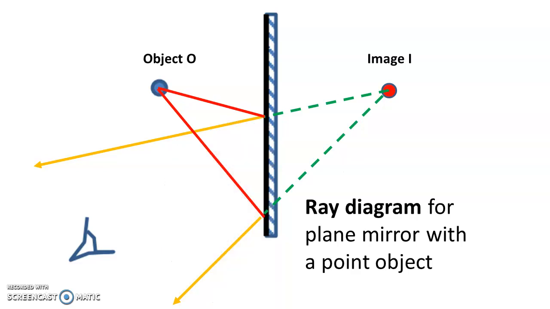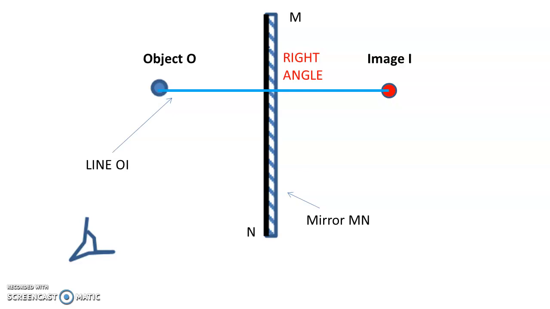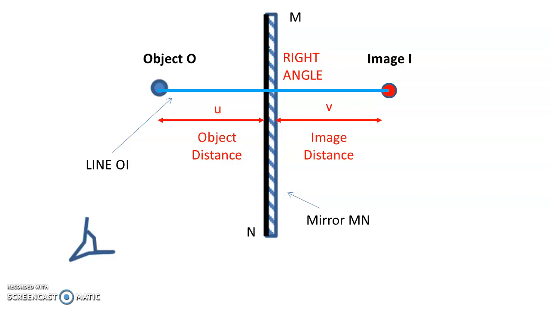So it's a bit clumsy. It takes so long to finish the ray diagram. Is there a better way? Let me show you. From the above experiment, you may notice that the object position, the mirror, and the image position are related as shown in this diagram. First, the line OI and the mirror MN are perpendicular. Second, the object's distance and the image distance are the same.